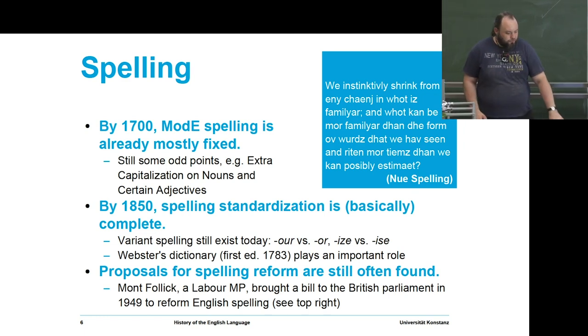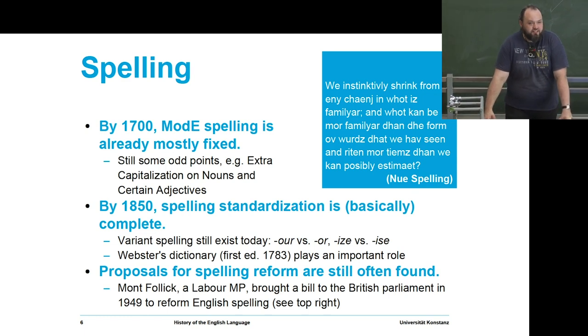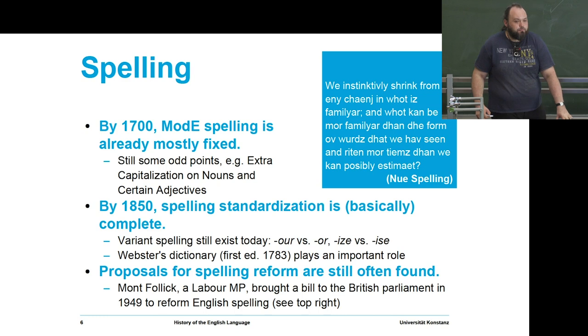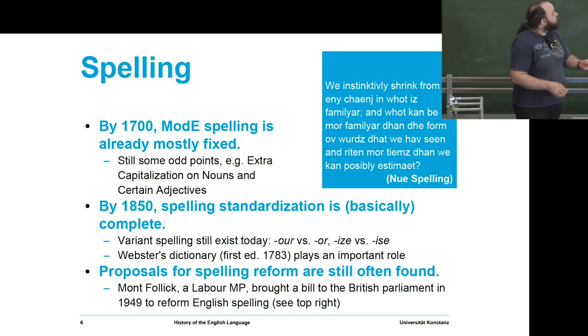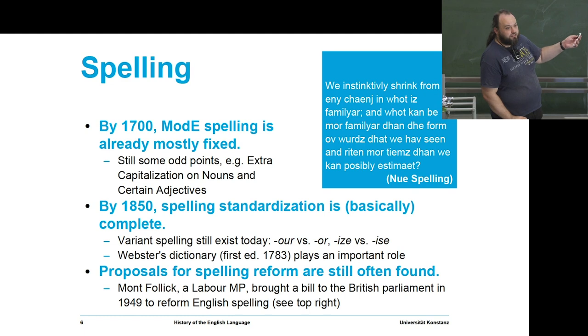Now, this isn't to say that people haven't tried to change the spelling since then. People have tried. As late as 1949, Mont Follick, who was an MP in the British Labour Party, brought a proposal to the British Parliament to change English spelling. And what he wanted to change it to was this.